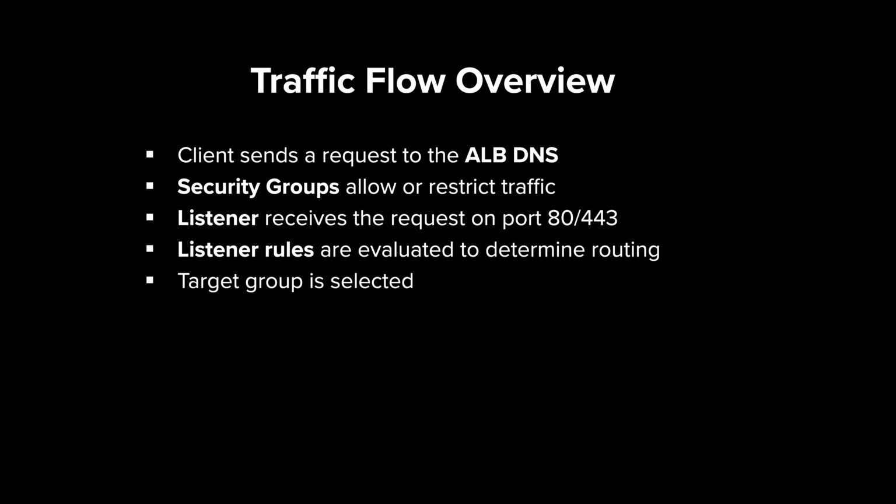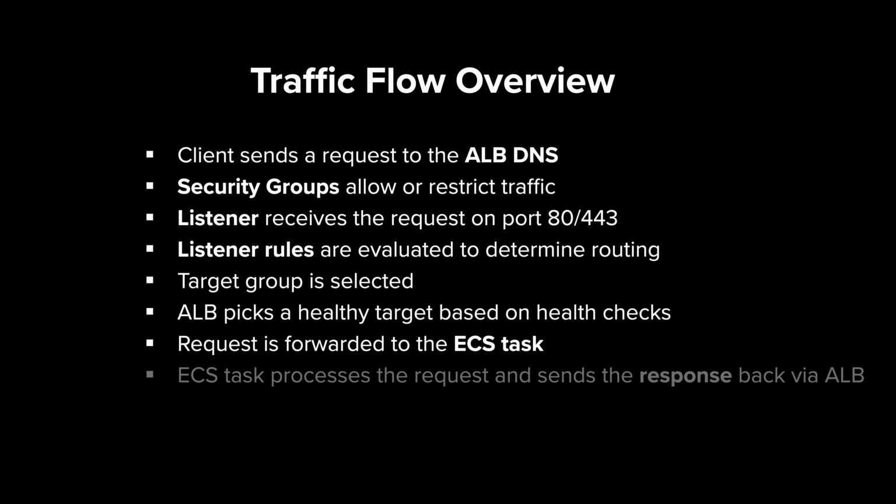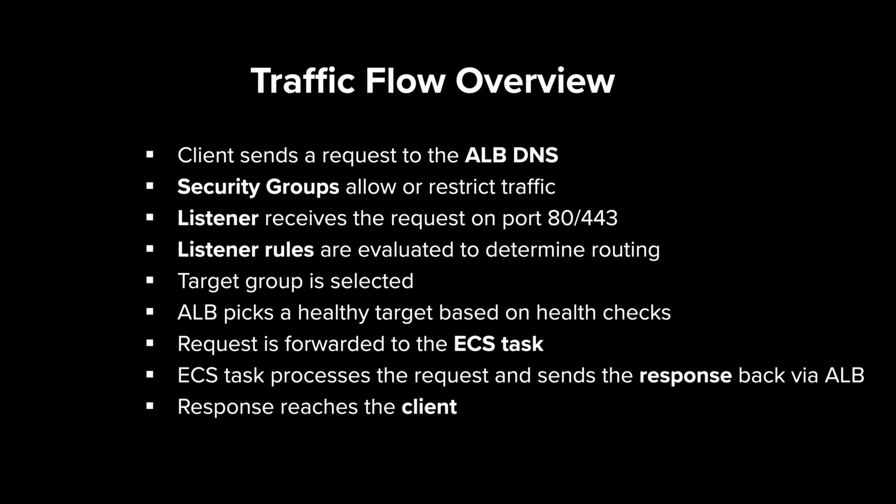The ALB selects a target group, which contains all the ECS tasks registered for that service. It then ensures the request goes to a healthy target based on health checks, so traffic never reaches an unhealthy task. The request is forwarded to the ECS task, which processes it and generates a response. Finally, the response travels back through the ALB and reaches the client, completing the round trip. This flow ensures that your application is secure, highly available, and scalable, while clients get a seamless experience.